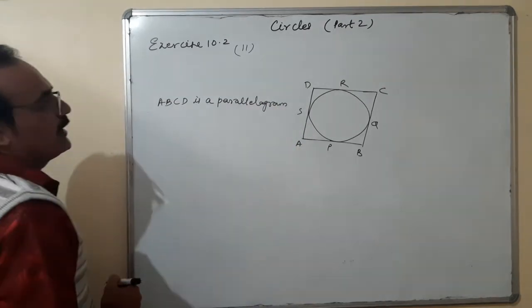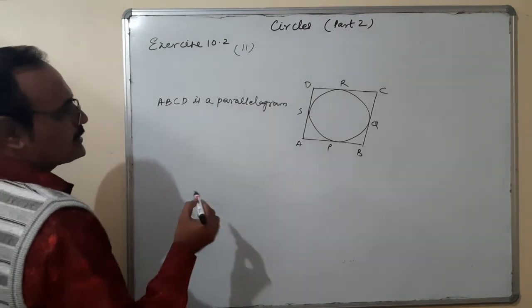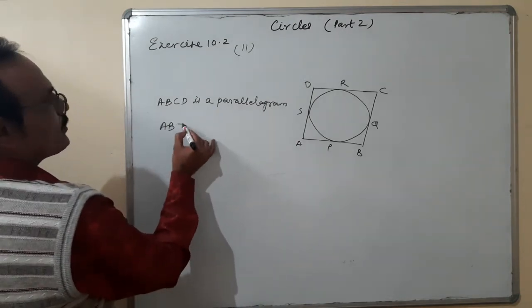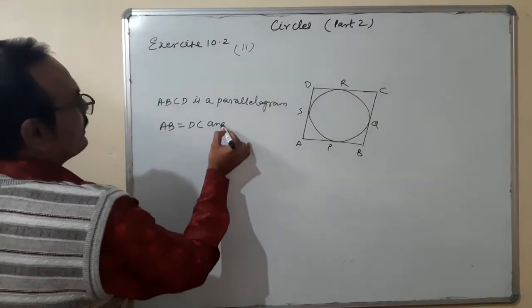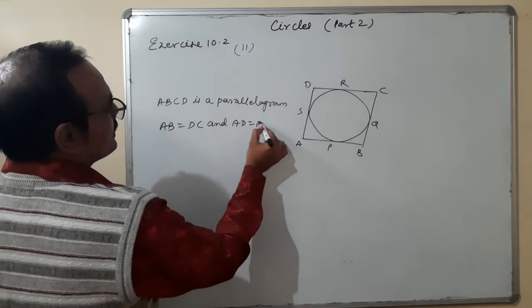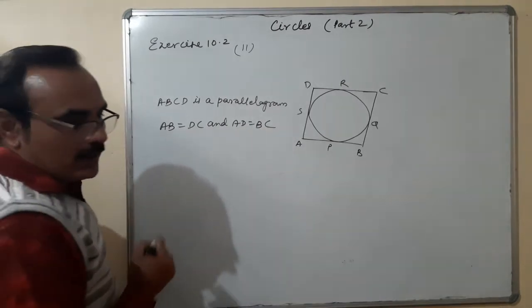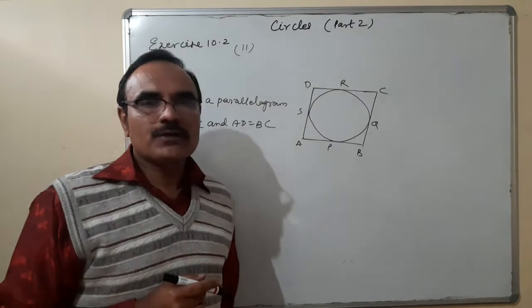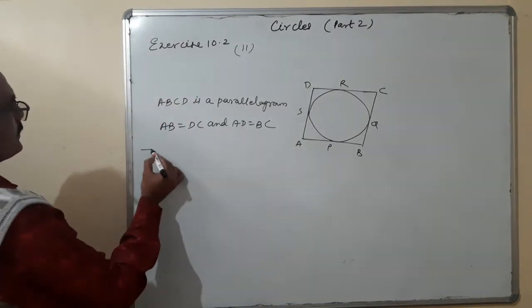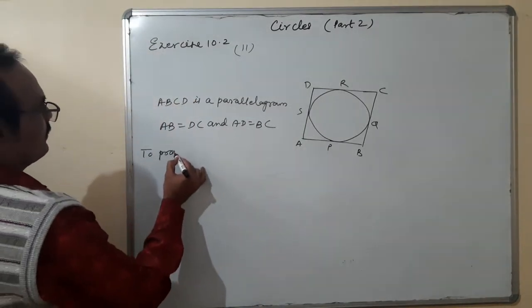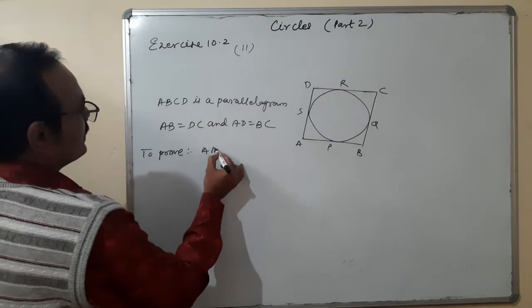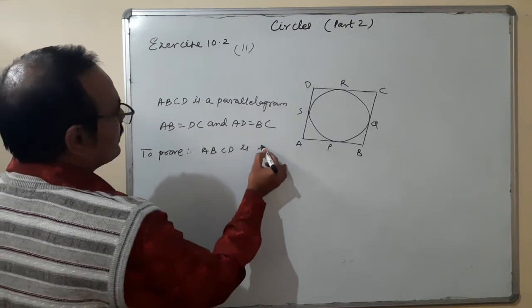ABCD is a parallelogram. What does it mean? AB is equal to DC and AD is equal to BC. Right? We are going to prove that ABCD is a rhombus.